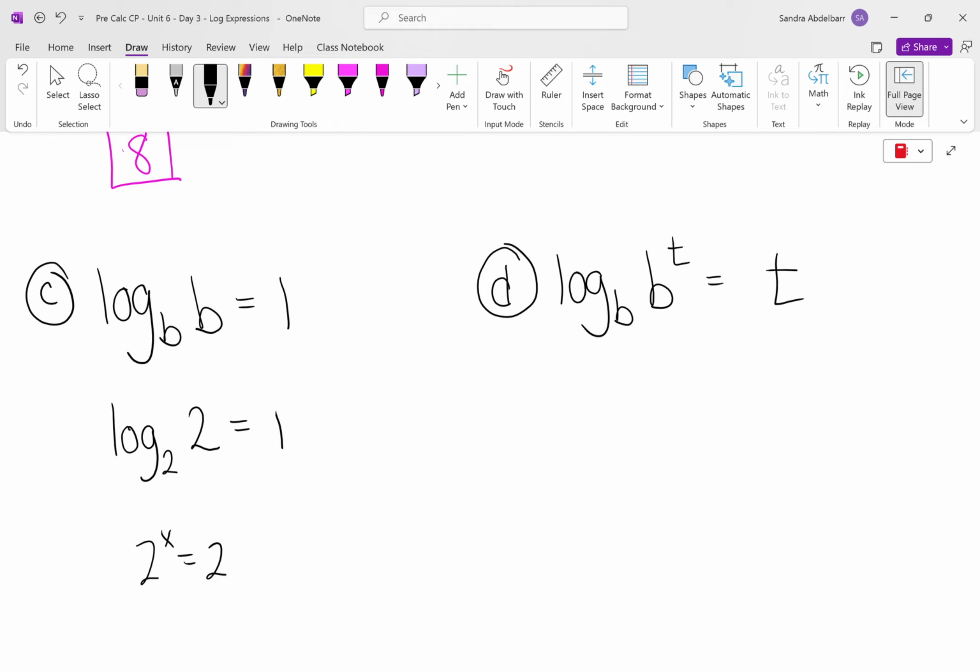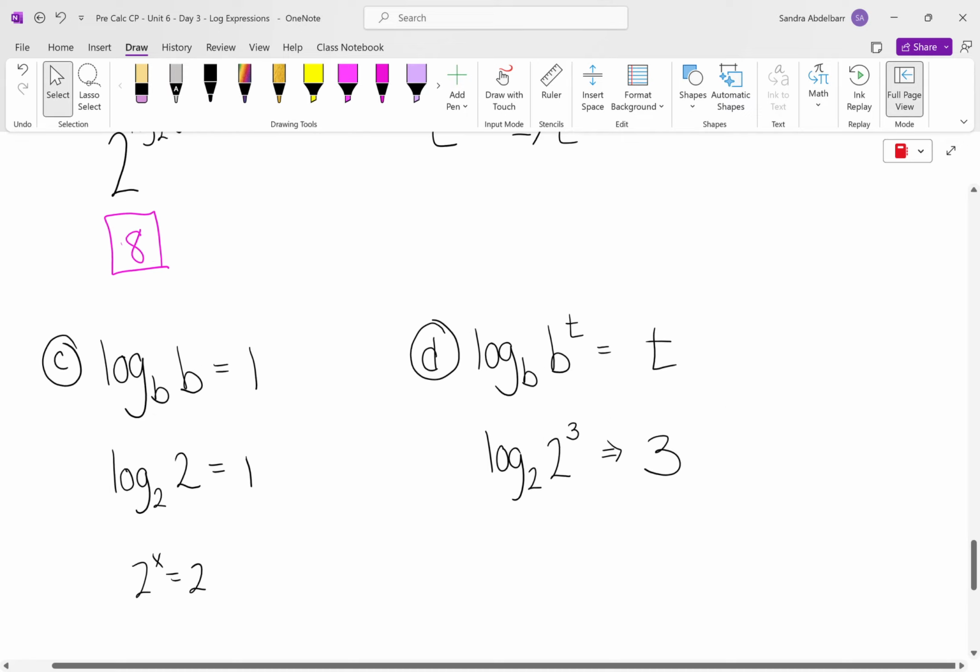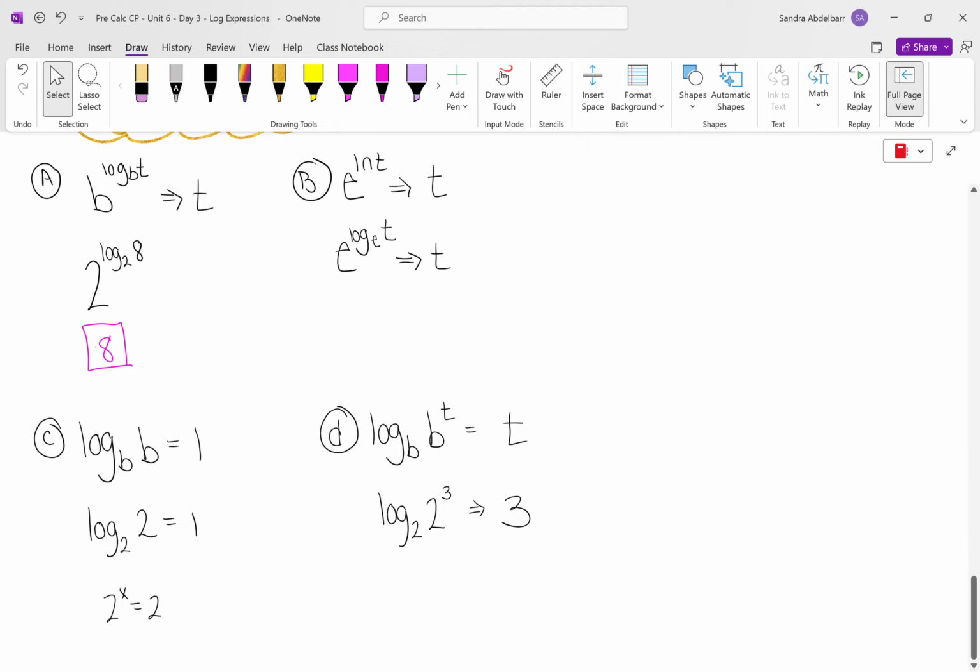Log base b of b to the t is equal to t. So what does this mean? If I have log base 2 of 2 to the 3rd power, it will equal what number do you think? 3. Yep. And these are the 4 rules.